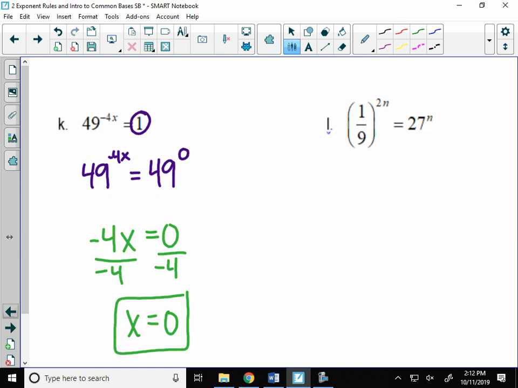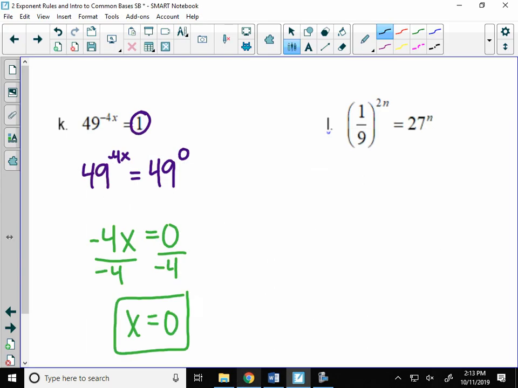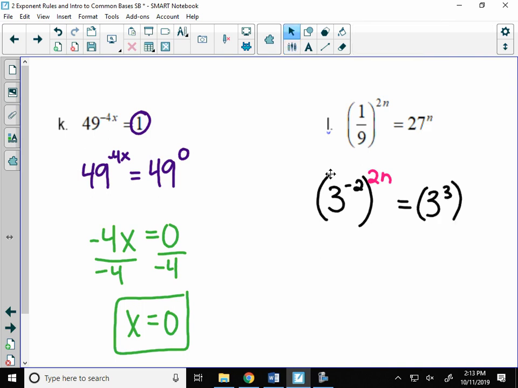All right, last problem. 9 and 27. The base I'm going to use, so I look at my chart. Where do I see 9 and 27? Well, in the row for the 3s. So I'm going to change here 9. If I'm making that a base of 3, that's going to be 3 to the negative second power. Keep the same exponent. And the 27 is 3 to the third. Again, keep the same exponent.